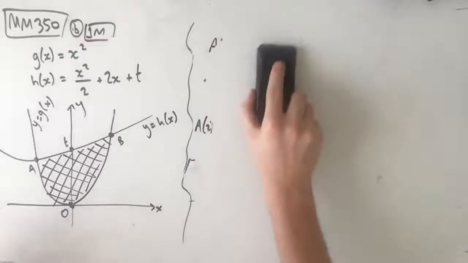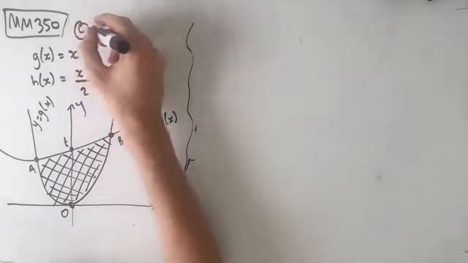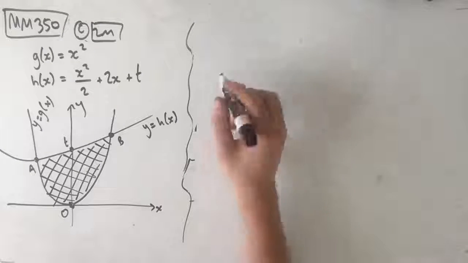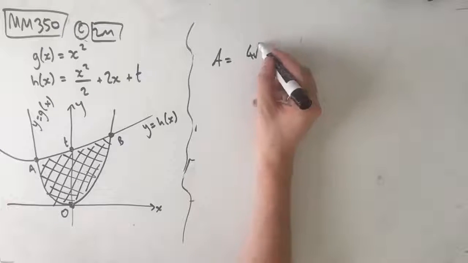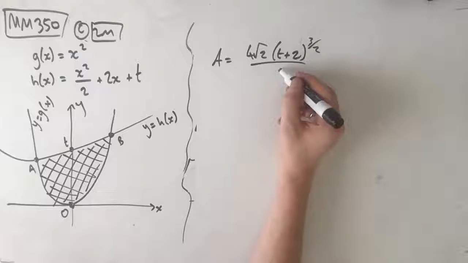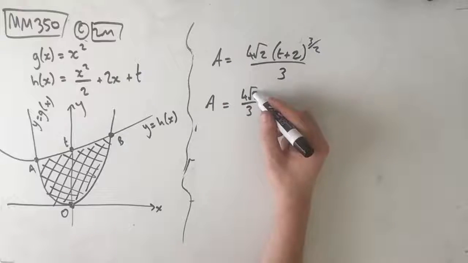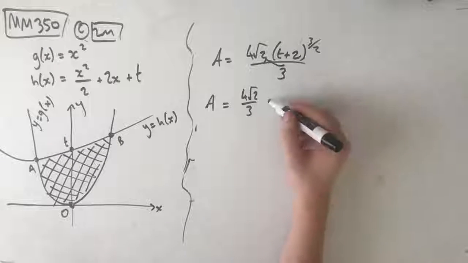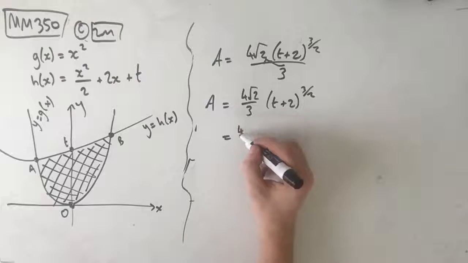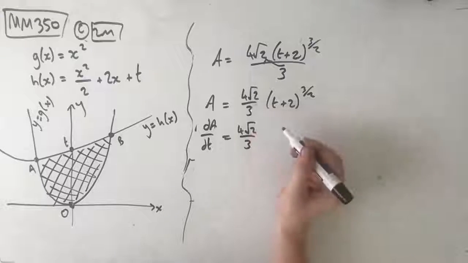Part C is a 2-mark question and asks us to find dA/dt, which is the rate of increase of the area of the shaded region over time. Awesome. So we know that A is equal to 4 root 2 outside of t plus 2 to the 3 on 2 over 3. Now I'm just going to break this up into 2 sections. So we've got 4 root 2 over 3, so just this bit here, times t plus 2 to the 3 on 2. So now what's going to happen, dA/dt is going to be equal to 4 root 2 over 3. That just stays the same because it's a constant.